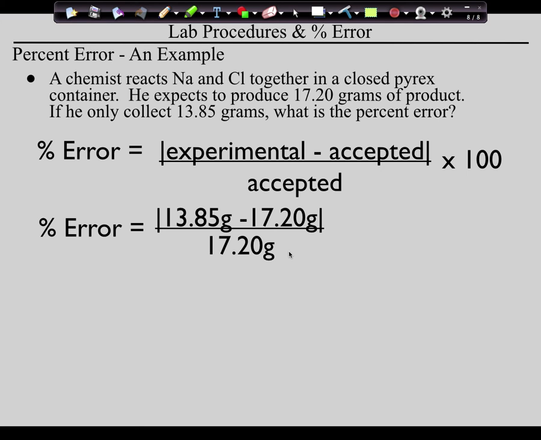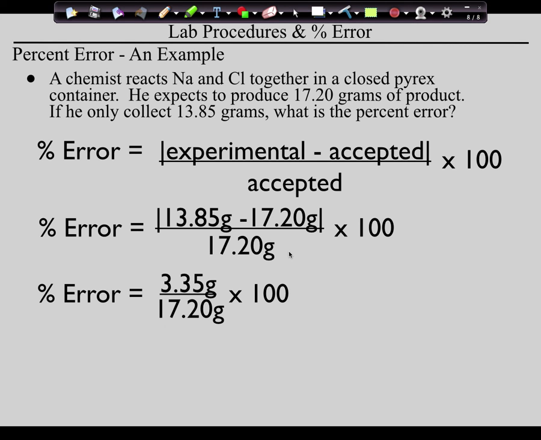Now we have the problem set up. Now we need to solve it. Now guys, watch. The first thing we're going to do is this subtraction. How do we know what our answer is going to look like? How many decimal places here? 2. How many decimal places here? 2. So how many will be in our subtraction? 2. And so we subtract and we get 3.35 grams. Why is it not negative 3.35 grams? Because it's absolute value.